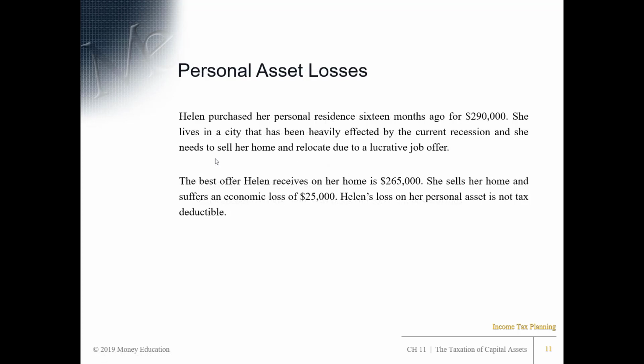Example of a personal asset loss. Helen purchased a personal residence 16 months ago for $290,000. She lives in a city that has been heavily affected by a current recession and needs to sell her home and relocate to a lucrative job offer. The best offer she receives is $265,000. She sells her home and suffers an economic loss of $25,000. Her loss on her personal asset is not tax deductible.